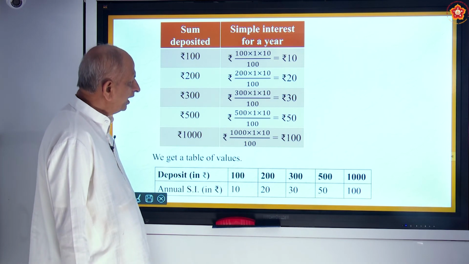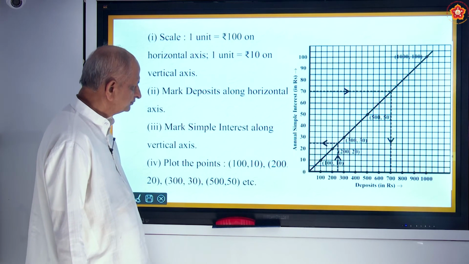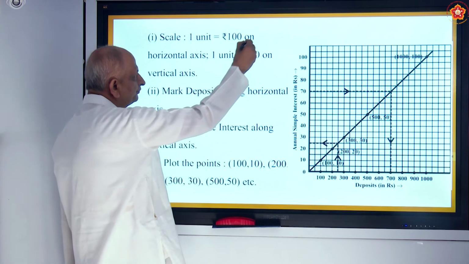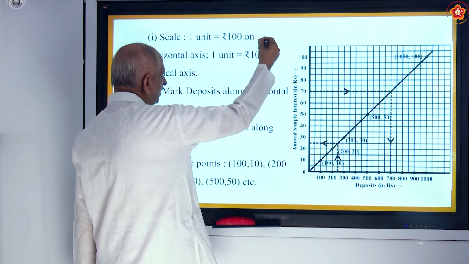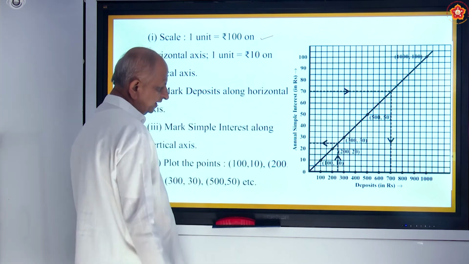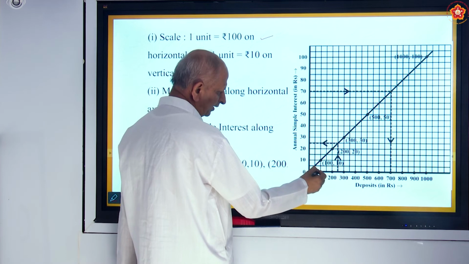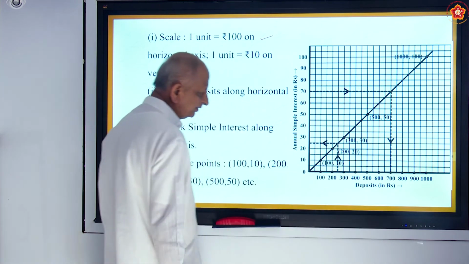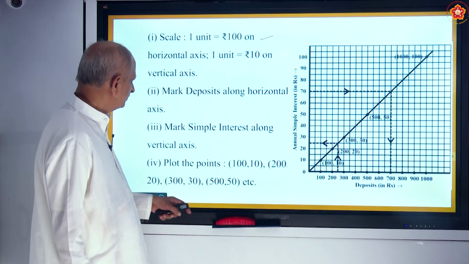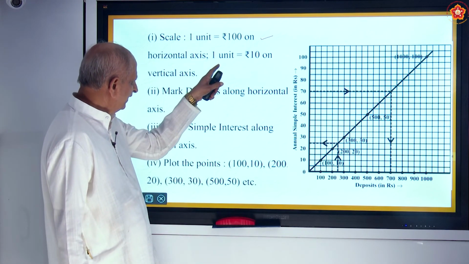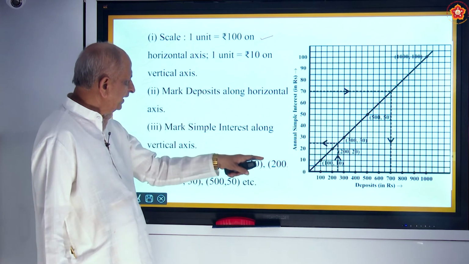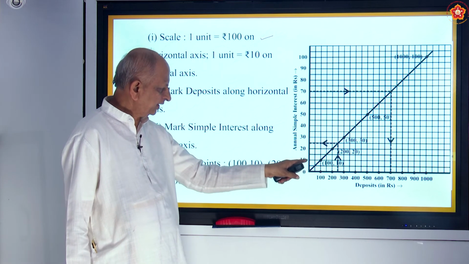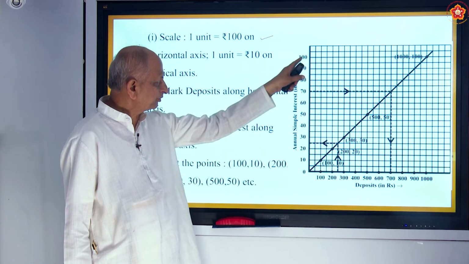Okay. After that, you have to draw the graph. How to draw the graph? You have to take a scale. In the horizontal axis, for 100 rupees, 1 centimeter, 200, 300, like that, up to 1000, because the deposit will be there up to 1000. And in the y-axis, 1 unit is equal to 10 rupees. So 1 unit, 10, 20, like that, equidistant you have to mark.